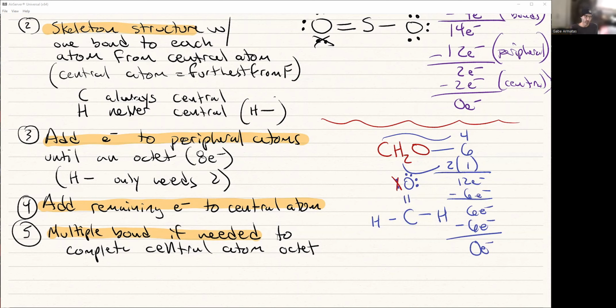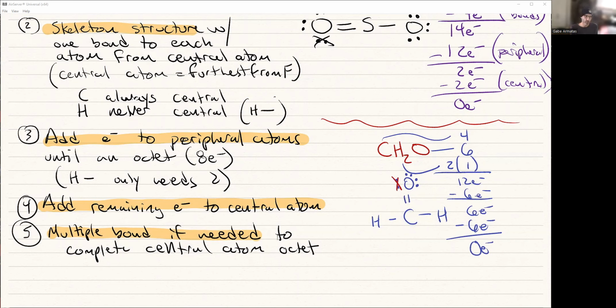Let's just do one more. And I encourage you to pause this and do it on your own. Let's do NO2 minus. And this one's a little bit funky in terms of counting the electrons.